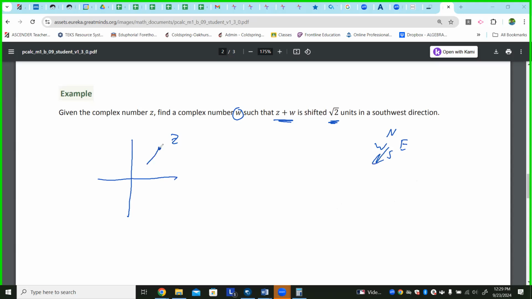So that means I need to shift this unit right over here. I don't know how much, but what would that shift be called? If I'm trying to figure out what my W is, what would this be considered? It is my vector, and a vector does two things. What are the two things it does? Direction. Our direction was the southwest direction. What was the distance? Square root of 2.